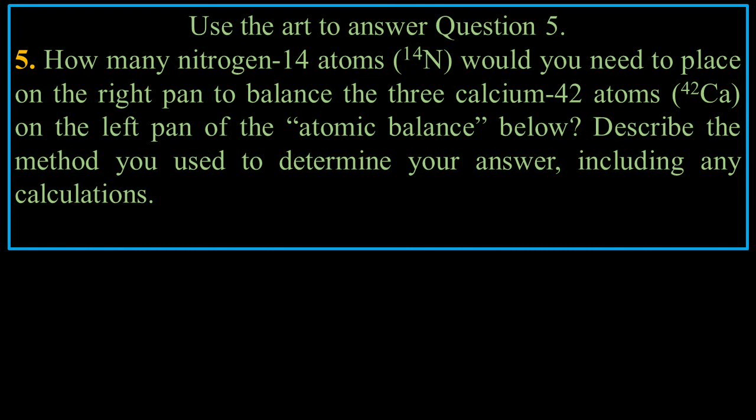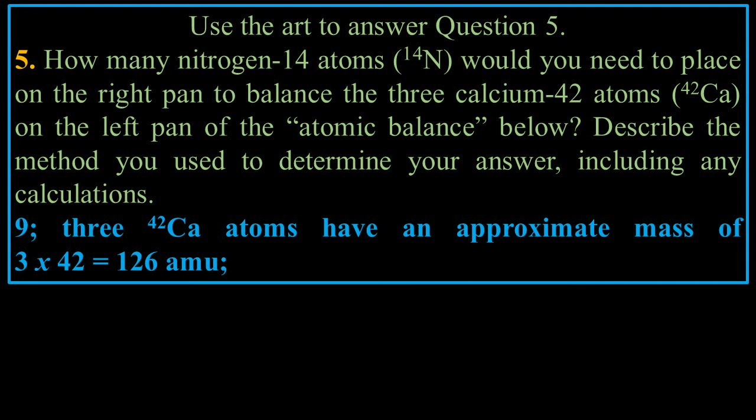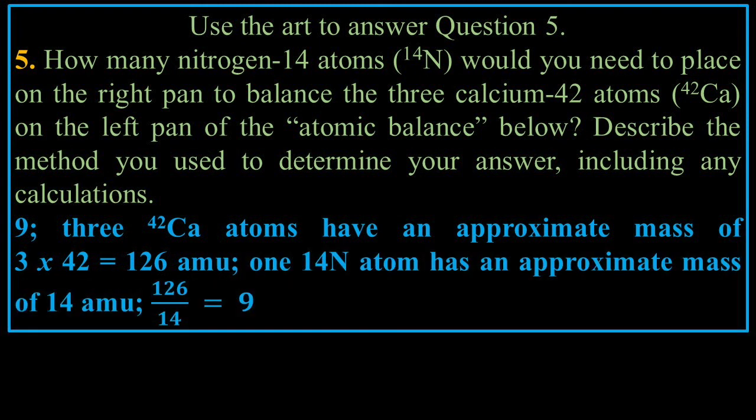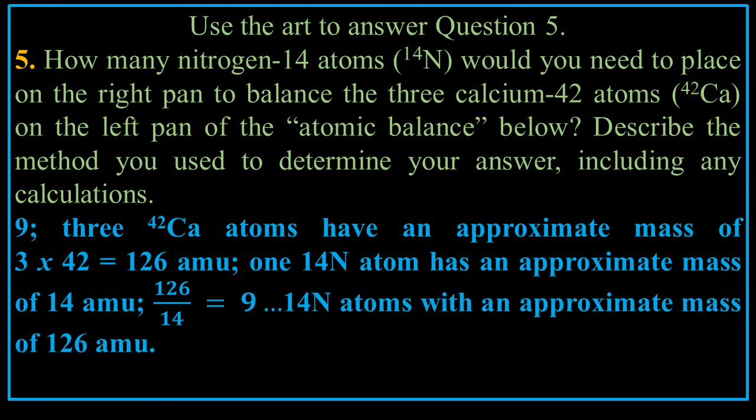How many nitrogen 14 atoms would you need to place on the right pan to balance the three calcium 42 atoms on the left pan of the atomic balance below? Describe the method you use to determine your answer, including any calculations. Well, you would need three nitrogens to balance the one calcium. 3 times 14 is 42. It asks how many nitrogen 14s you would need on the right pan if you had three calciums. So you're going to need three for every one. So if you have three calciums, you have nine. Three times three is nine. And there's a little bit more of the answer there.